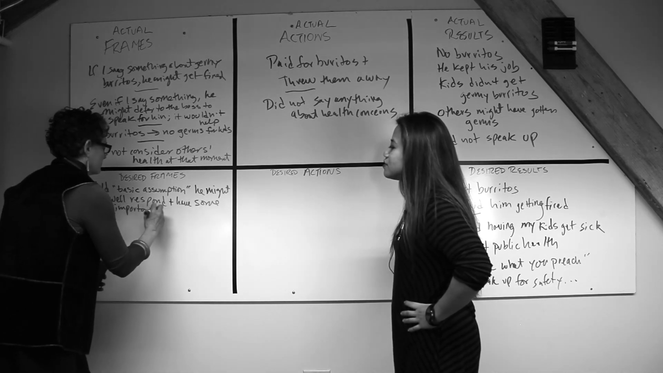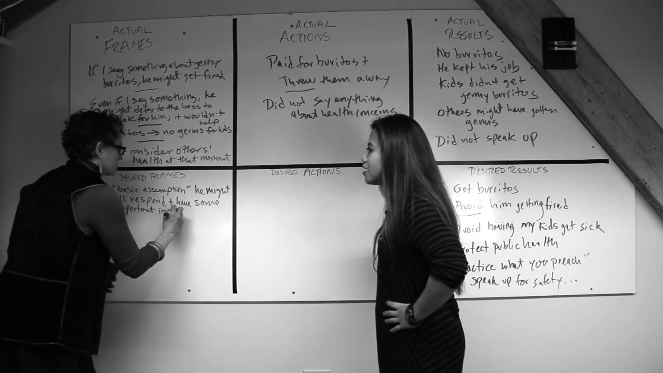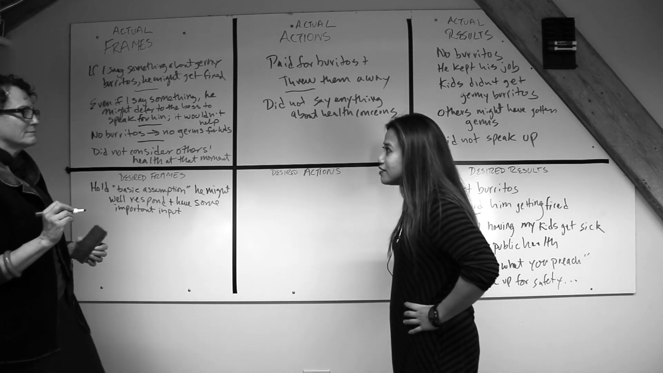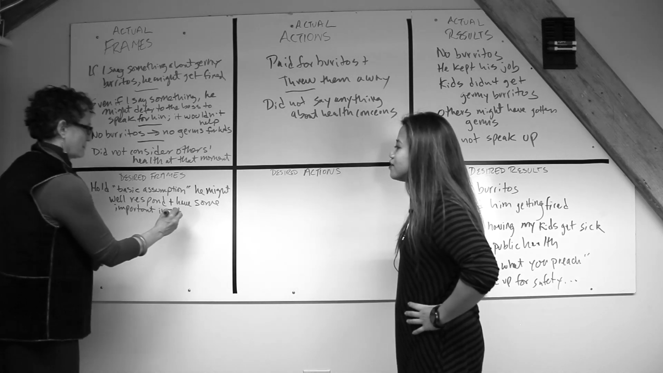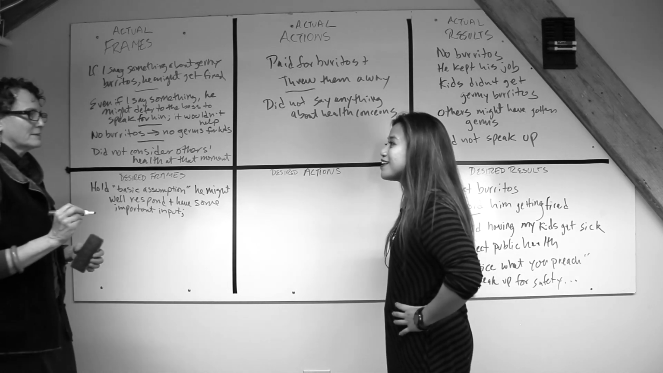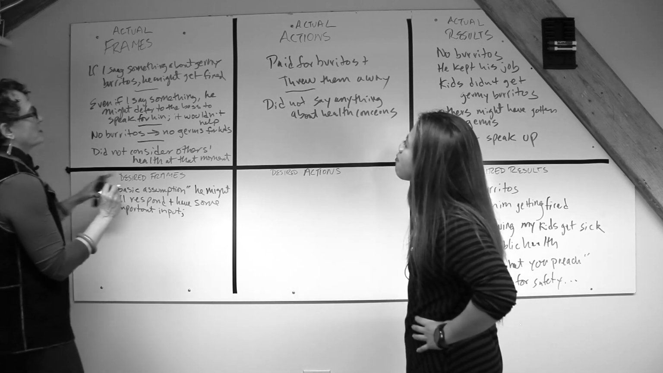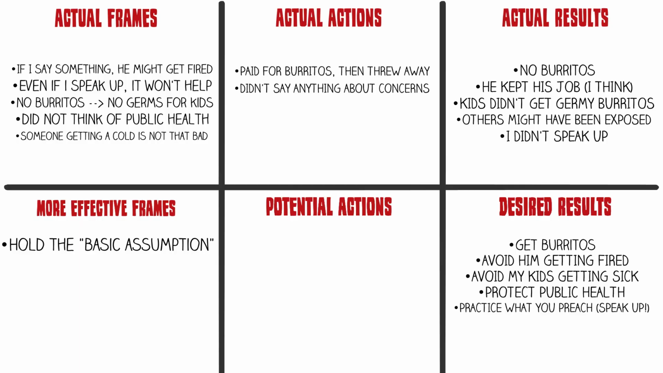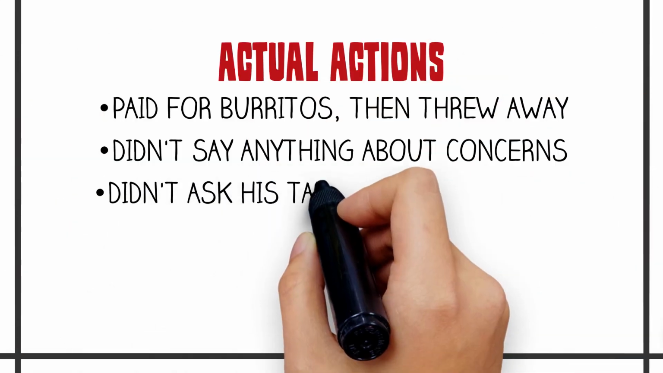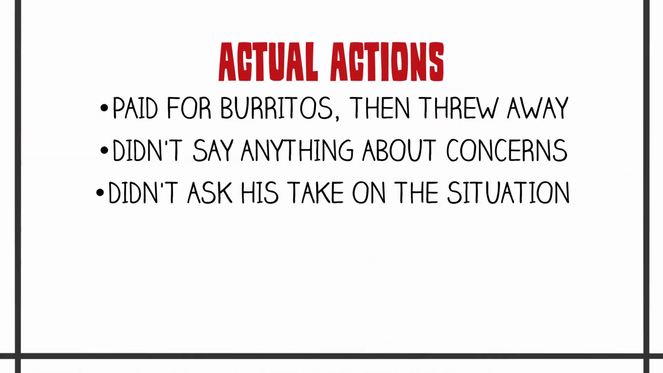If I had asked, it could have been something like, I've already called my cousin. He's on his way to take over. Something. I wouldn't know because I didn't ask. Okay. So we can go back to your actual actions. You didn't say anything, but more specifically, you didn't ask his take on it.